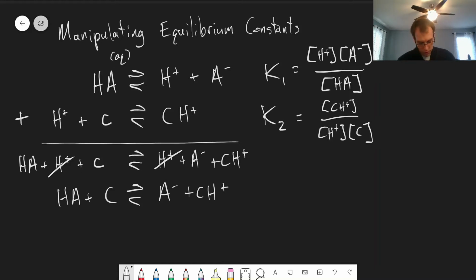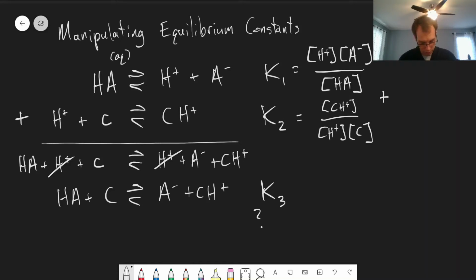Now, what about the equilibrium constant for this reaction? We added the reactions together. Does that mean that we add the equilibrium constants together? Well, let's look at that. If we have K1 plus K2 here, that doesn't seem like it's going to match up. We'll have two separate fractions. Things aren't really going to work out.